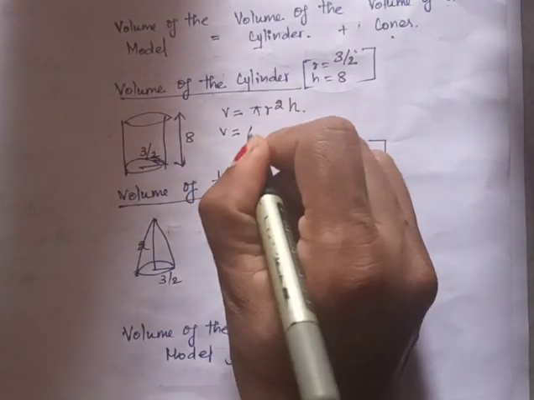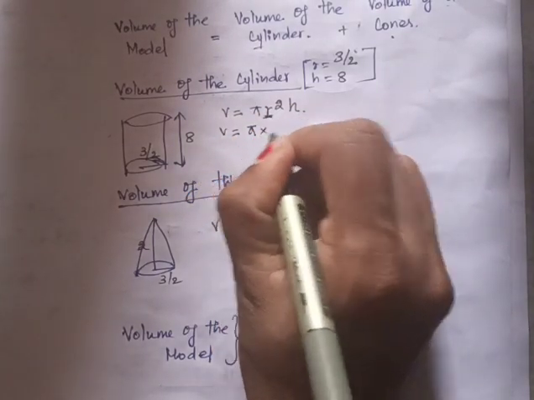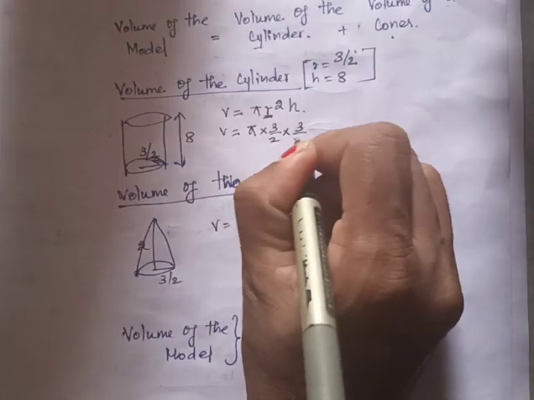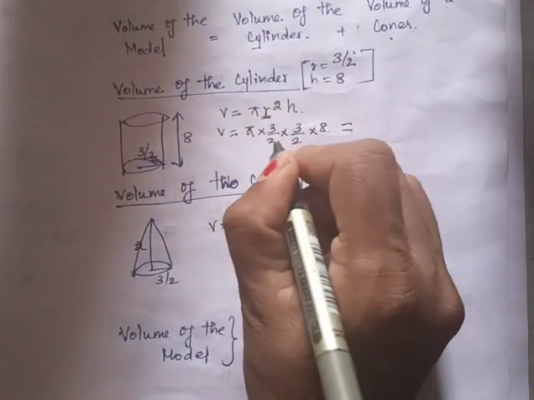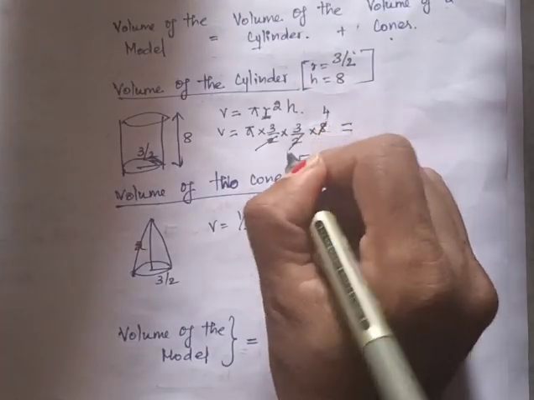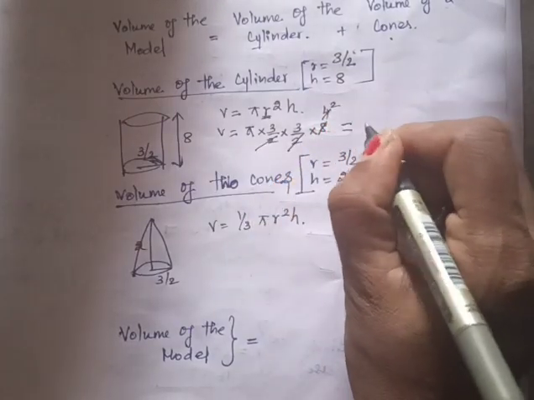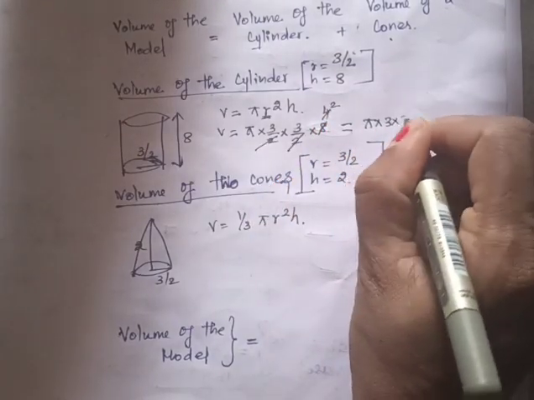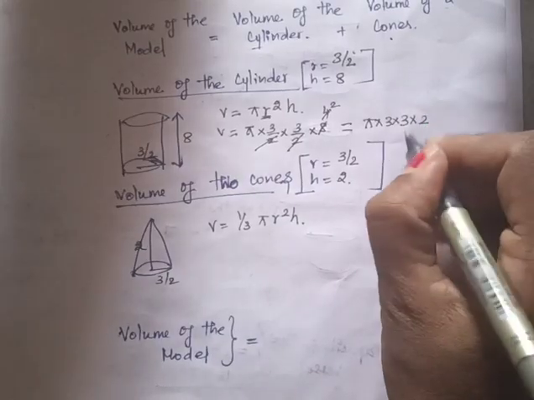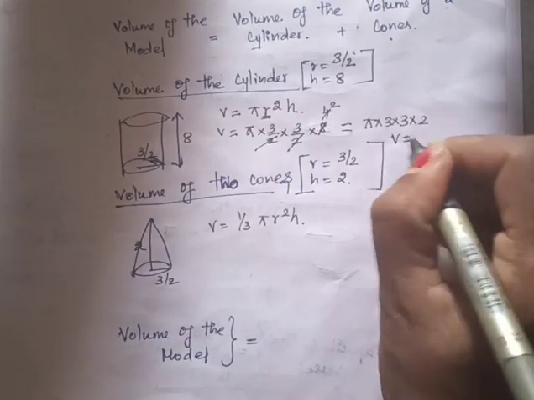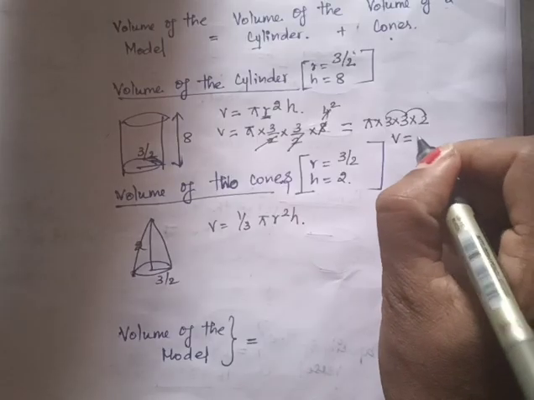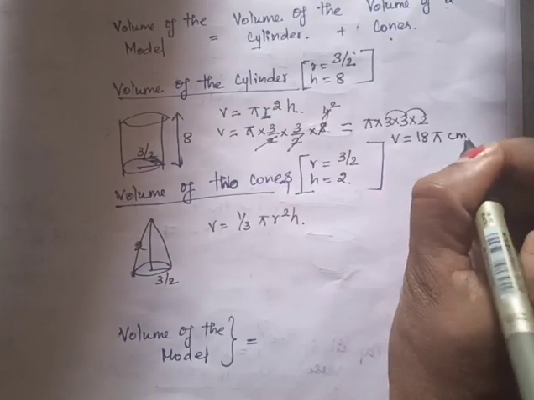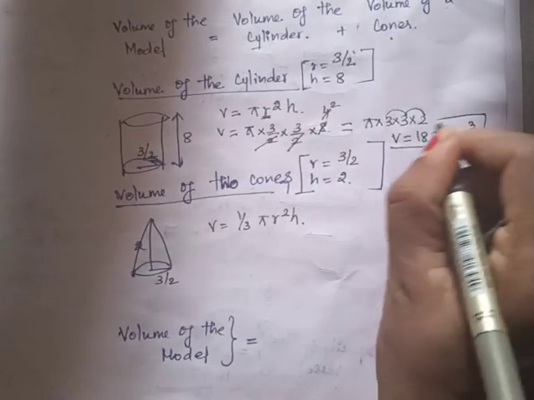V is equal to pi into r value 3 by 2 into 3 by 2 into height 8 centimeter. 2 4s are 4 times, again 2 2s are 2 times. Pi into 3 into 3 into 2. 3 3s are 9, 9 2s are 18 pi centimeter cube is the volume of the cylinder.